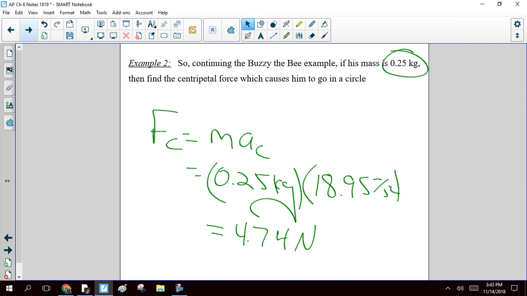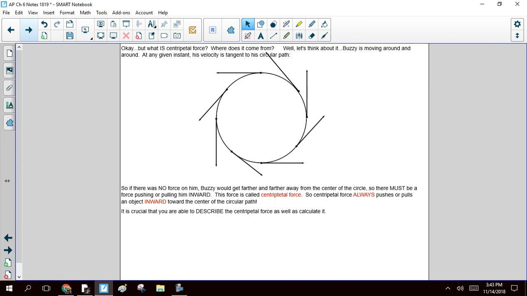So the big thing we talked about last year was, in addition to doing these calculations, we also talked at great length about what the centripetal force is. Where does it come from, right? We looked at this drawing a whole bunch last year. This represents Buzzy the bee traveling around in a circle, right? The idea is, if there was no force on him, then he would just follow a straight line path, right? So in this instant right here, the bee is traveling that way. If there was no force on him, he would keep going that way. But he doesn't. So there must be a force acting on him.